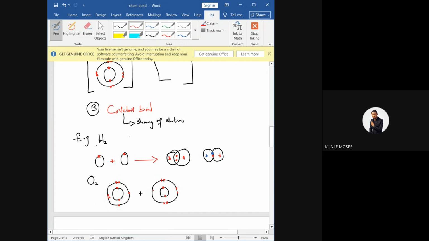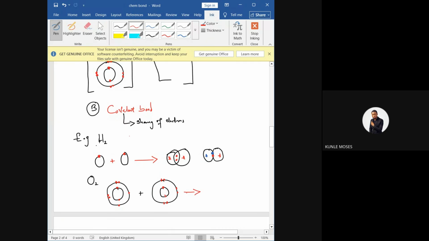This one is not complete. To have an octet simply means there must be a complete set of electrons in the outermost shell, right? If you look at the first oxygen, we have 6. Is it complete? No. If you look at the second oxygen, it's also not complete. They need 8 at the outermost shell, isn't it? So this is what they will do.